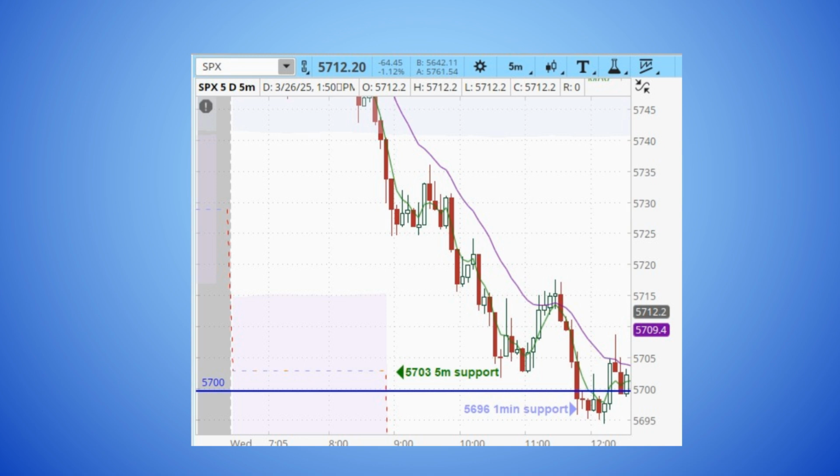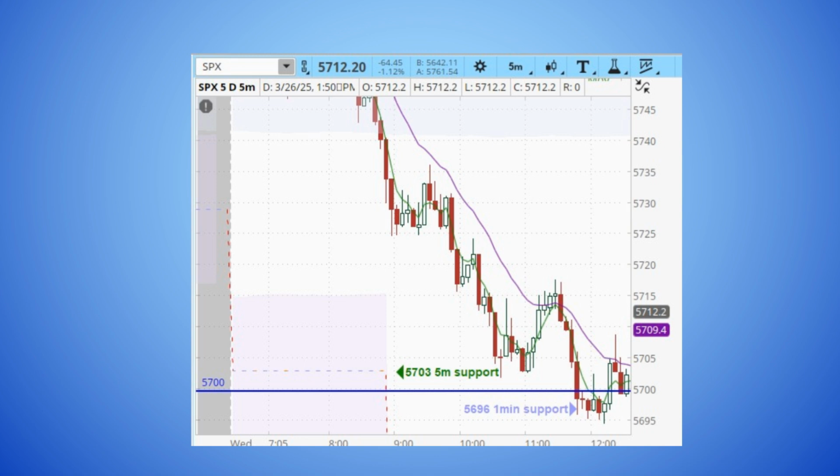Exactly. And the blog post mentioned that this 5703 level was actually tested a few times as the price was dropping. Okay, so even though it didn't ultimately hold, it did create some reaction. Some buyers came in, at least temporarily. Which suggests it was picking up on something, right? Like an area where there was a higher chance of a bounce. It's fascinating how these tools can reveal these hidden pressure points in the market.